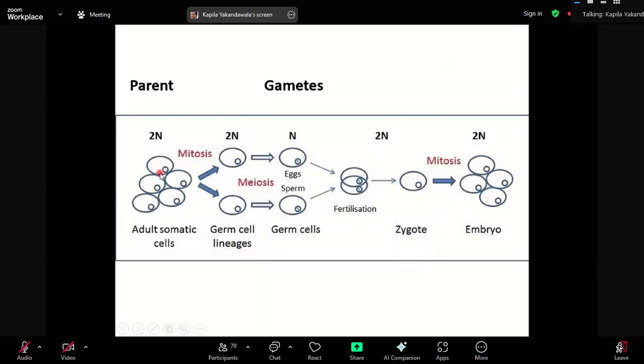Here you can see the parent body, like our hairs, face, hands, legs, 2n. During mitosis, they will produce a large number of similar 2n cells. But when they produce germ cells, sperms and eggs, the number of genetic material becomes half, n. So when the egg combines with the sperm, it will produce 2n again. So you can maintain the 2n nature throughout the life cycle, because during reproduction only it is halved. During mitosis, the genetic level is maintained as diploid.